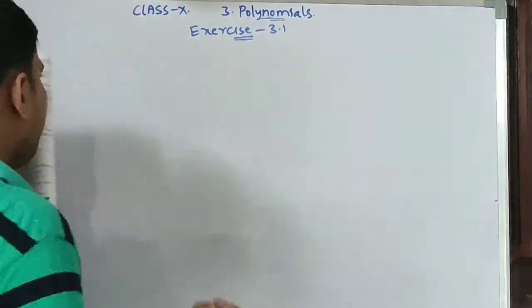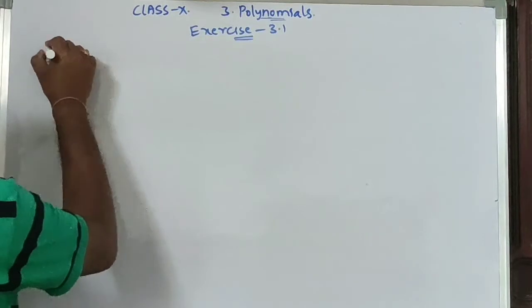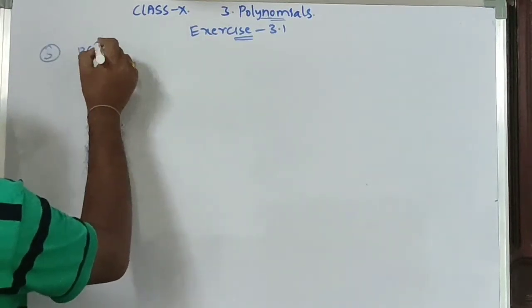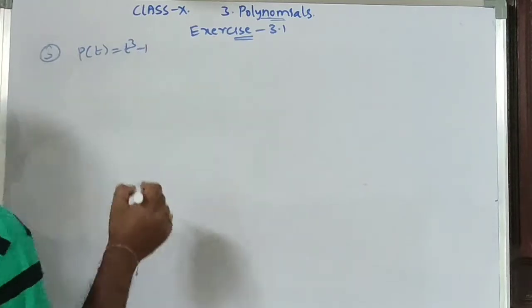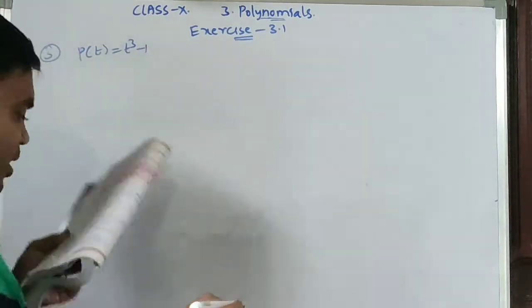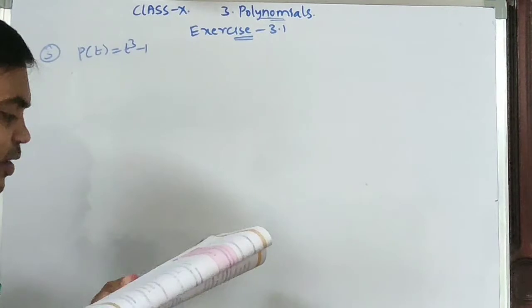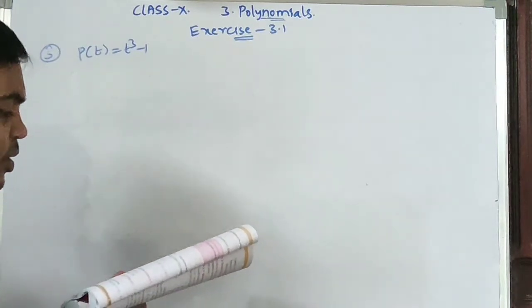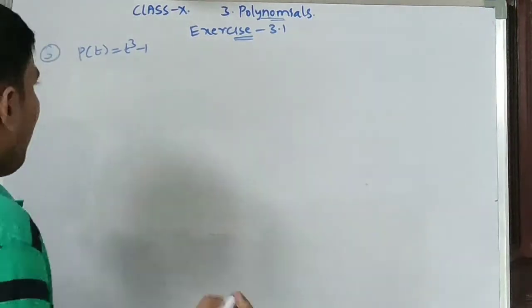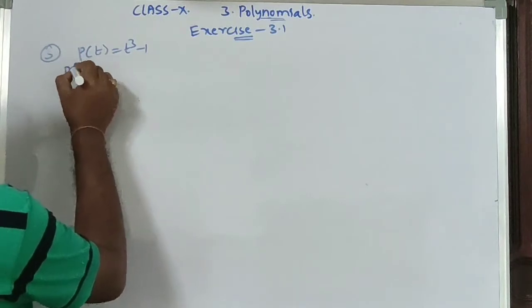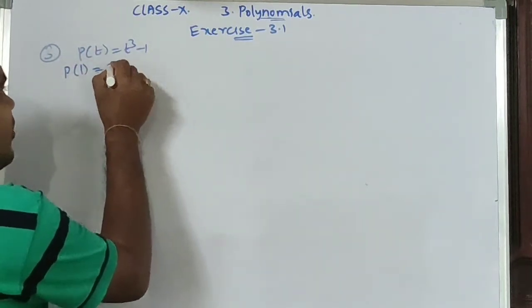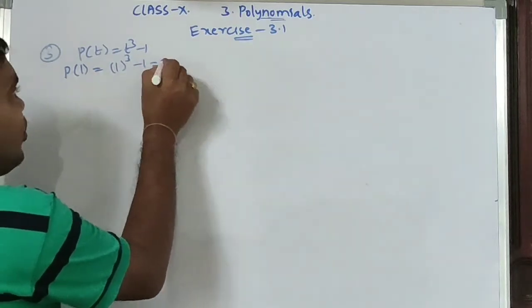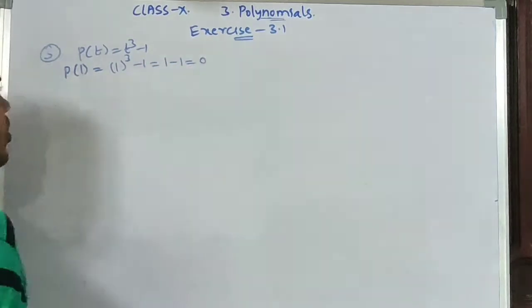Third question. If P of t equal to t cube minus 1, find the values of P of 1, P of minus 1, P of 0, P of 2 and P of minus 2. P of 1 equal to, replace t with 1. 1 cube minus 1. 1 cube equal to 1, minus 1 equal to 0.